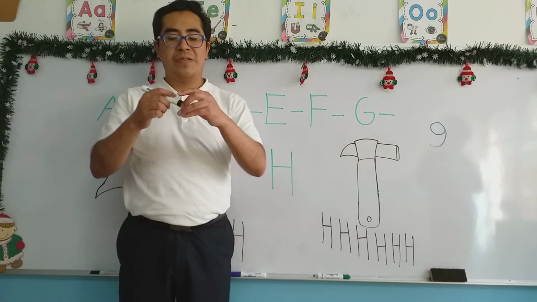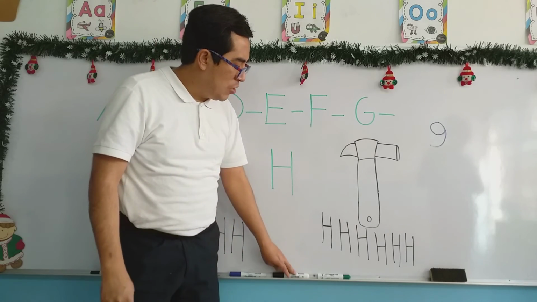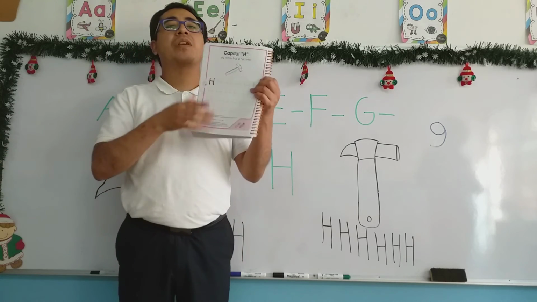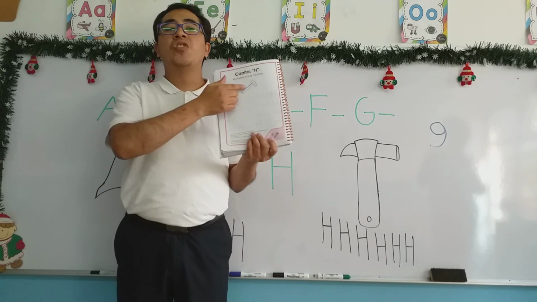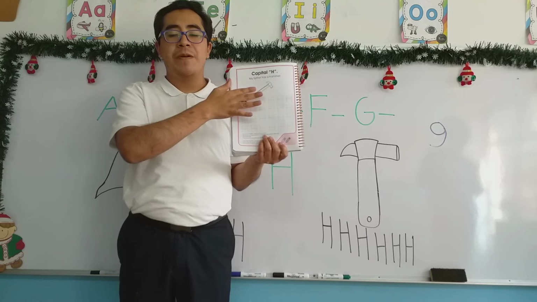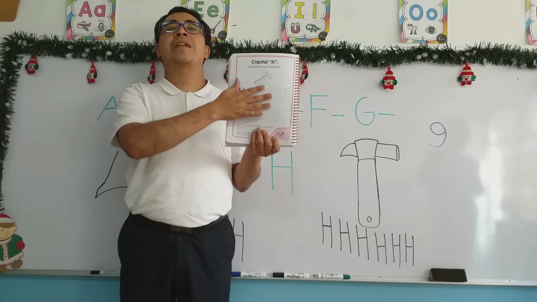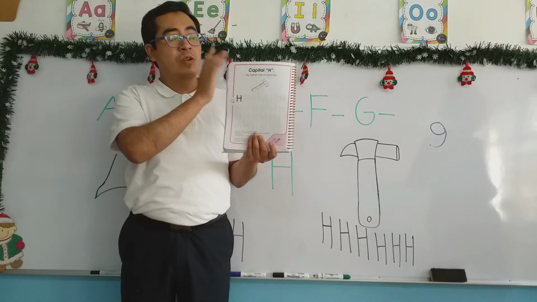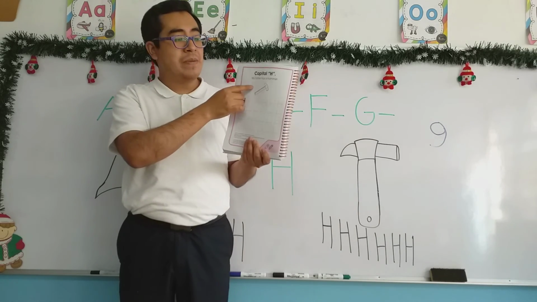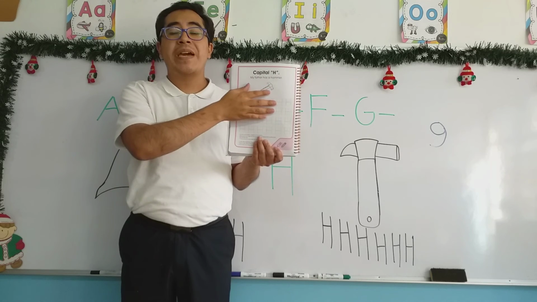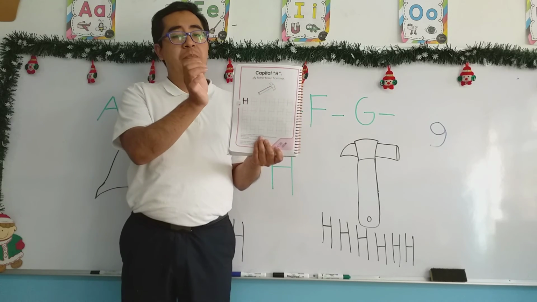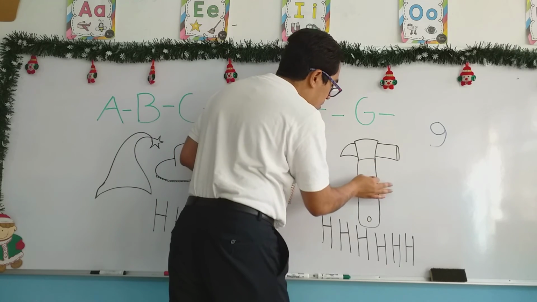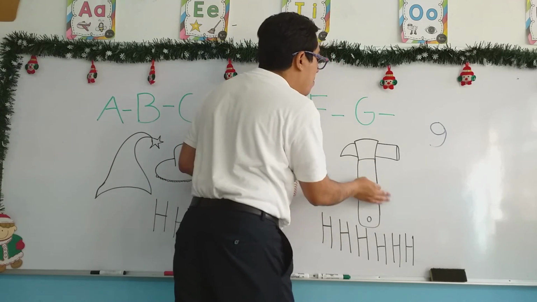Okay, very good. Now, after finishing tracing all of the examples of the letter, we continue with the second part of the activity, which is paint the hammer. Ya que hayamos terminado de remarcar la letra H, continuamos con la segunda parte de la actividad, que es el coloreado del objeto hammer. While you are painting it, remember, repeat the name of it. Mientras lo coloreamos, es importante repetir su nombre.